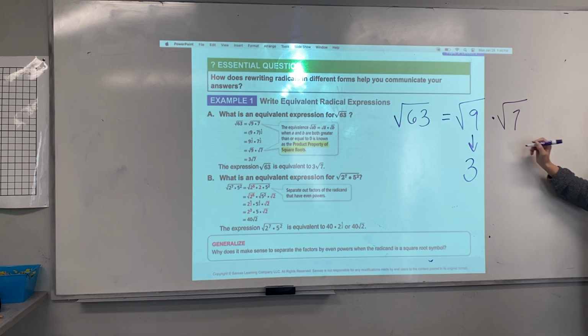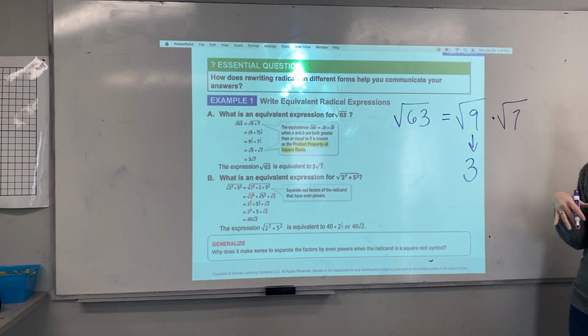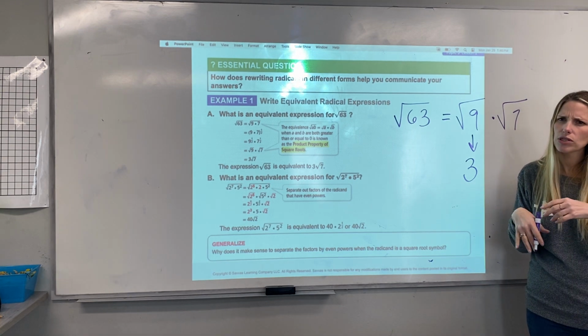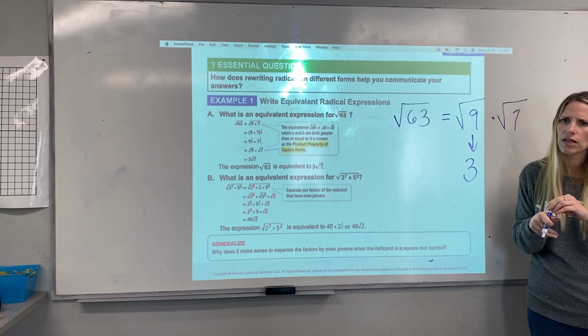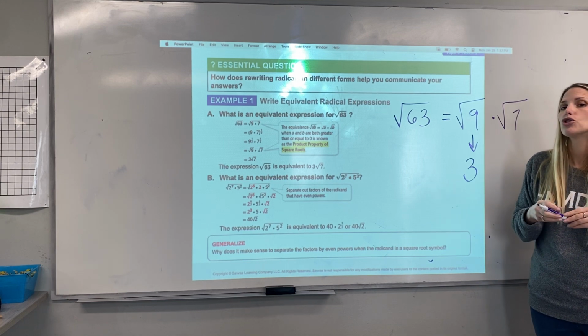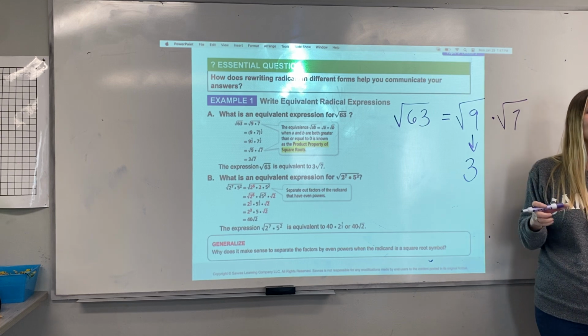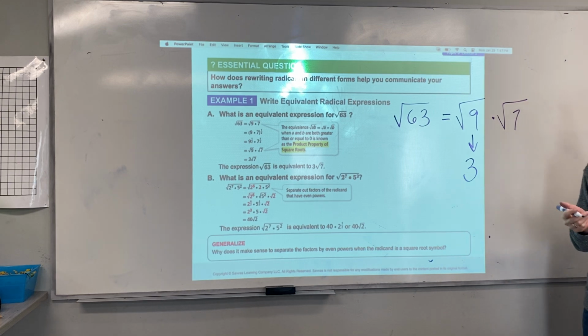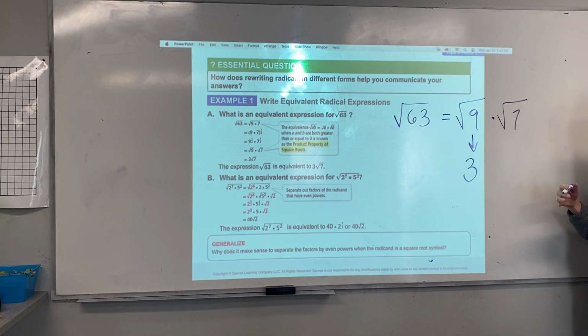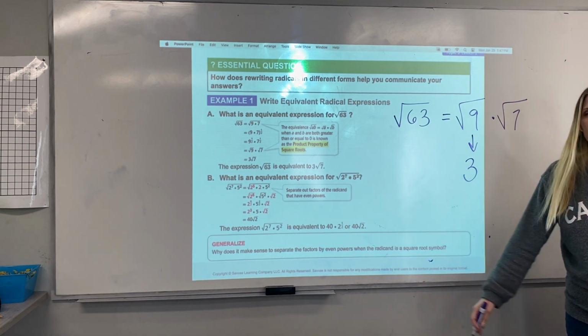Now, radical 7, can we find the square root of radical 7? What's the square root of 7? 3.5. 3.5 times 2 is 7. 3.5 times 3.5 is not 7. We still get confused about the difference between a square root and dividing something by 2. They're not the same thing. The only time that's the same is with the number 4. It's just a coincidence, and it's not even close to that number.